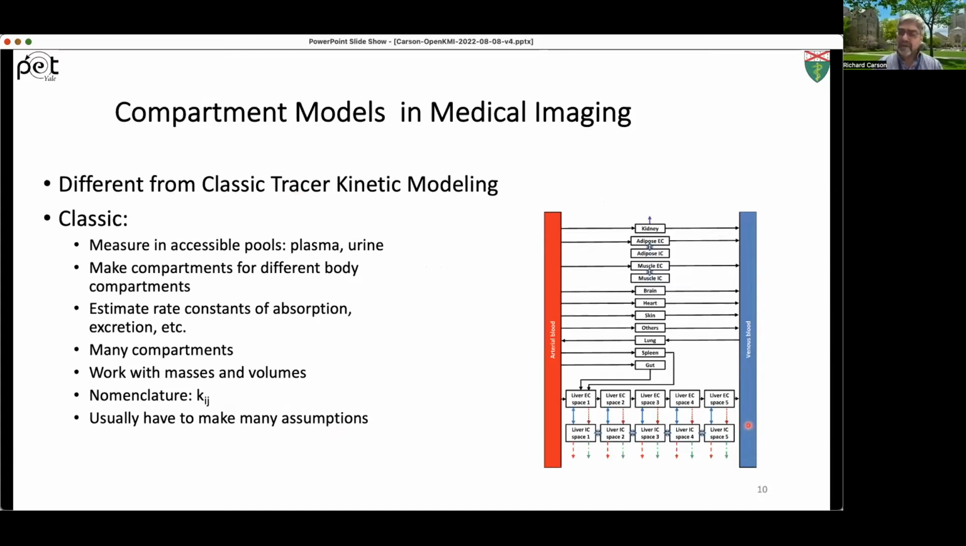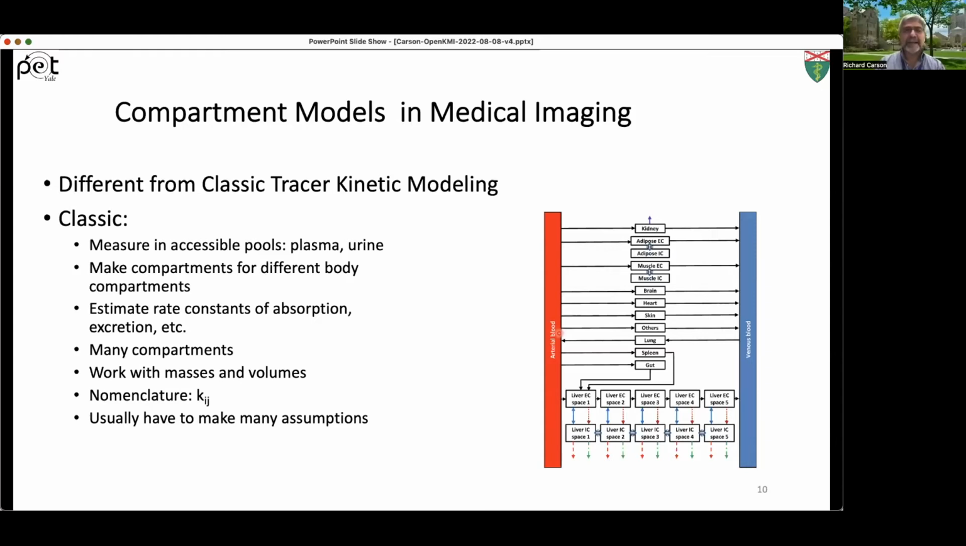Classically, you might have said, well, we can make measurements in the blood, maybe measurements in the urine or feces. And we develop models like this, where you look at the whole body and look at how everything interacts. And you have a lot of parameters to estimate, many compartments. And usually, the whole process gets pretty complicated.